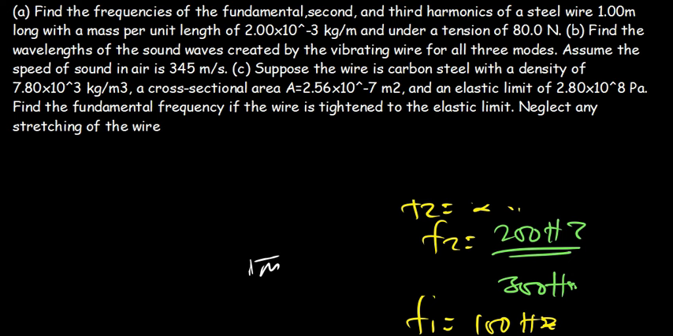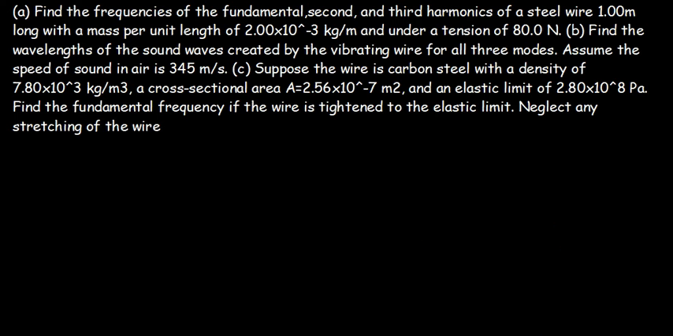So part B now we have changed, but the question is connected. Find the wavelength of sound wave created by the vibrating wire of all three nodes. So if I've got three nodes, 1, 2, 3, I expect to have two antinodes. Oh, yes, two antinodes.